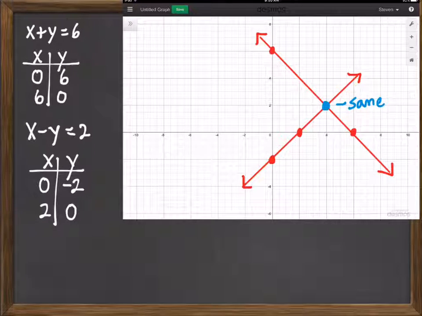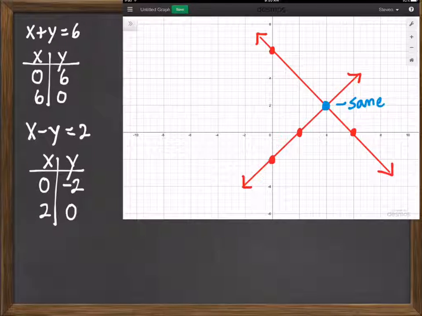Because these lines are straight, they're never going to be that close again. They're going to go away from each other in both directions, so they will never cross another time. And so that point we found, 4, 2, from earlier, is in fact the only solution to this system.